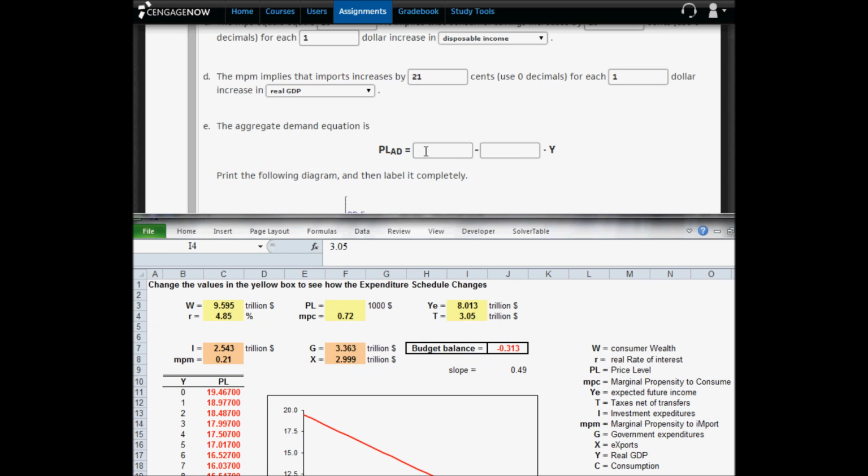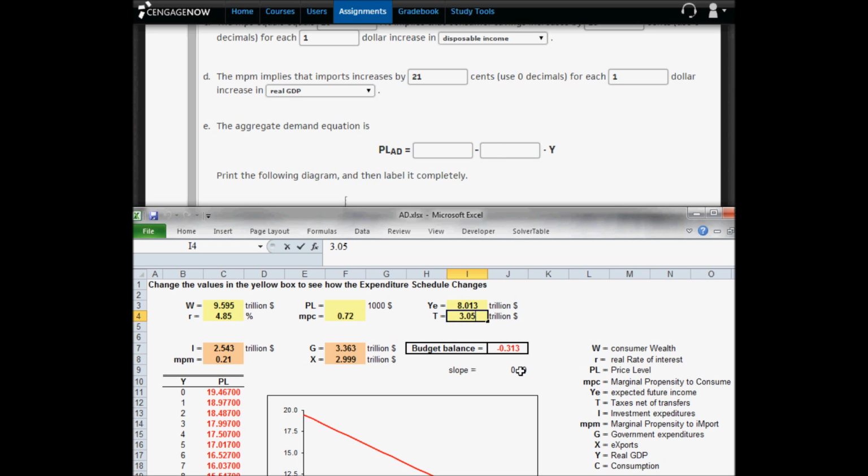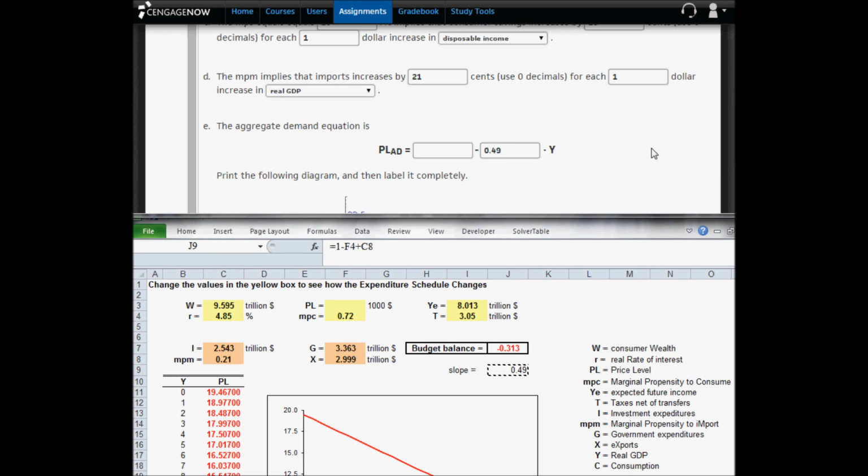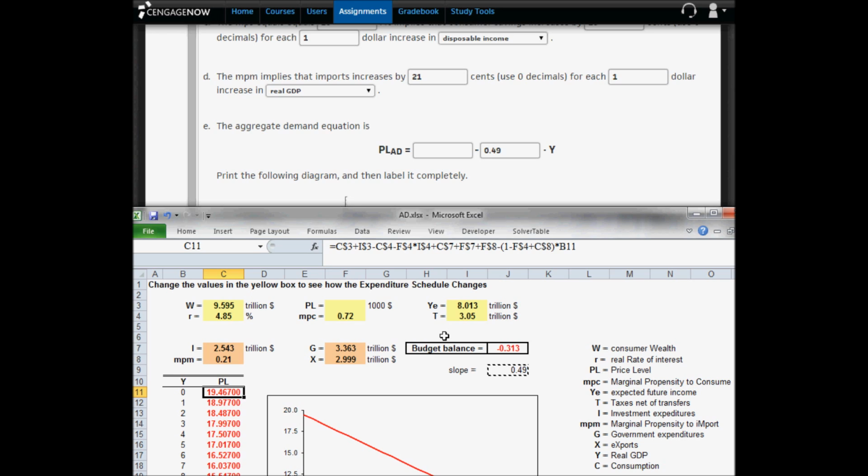For the initial aggregate demand model, we need the intercept and we need the slope. Well, we calculated the slope down here, right? So the slope is 0.49. And the value of the intercept is the value of the equation when real GDP is 0. So when real GDP is 0, 0 times the slope is 0. Well, that occurs right here. The price level is 19.467 when real GDP is 0. So this right here is the intercept.